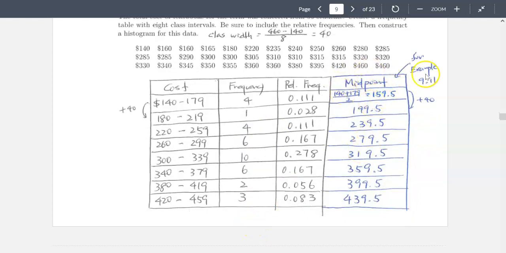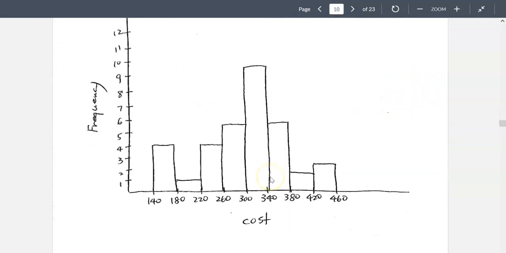Now, midpoint is new. I'm putting a different color here. Midpoint is taking these two numbers right here, adding them up, and dividing by 2. We're going to use these midpoints in an example later on. Okay, now that we have this frequency table, we can do a histogram as well.